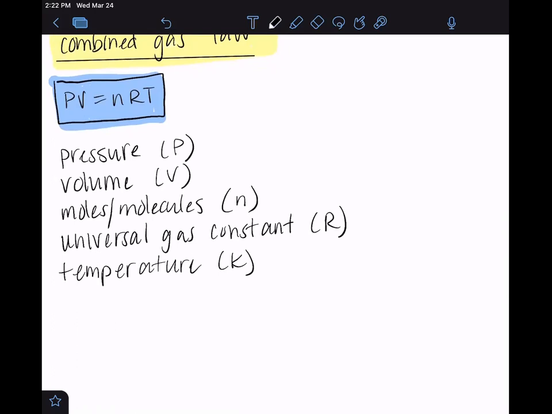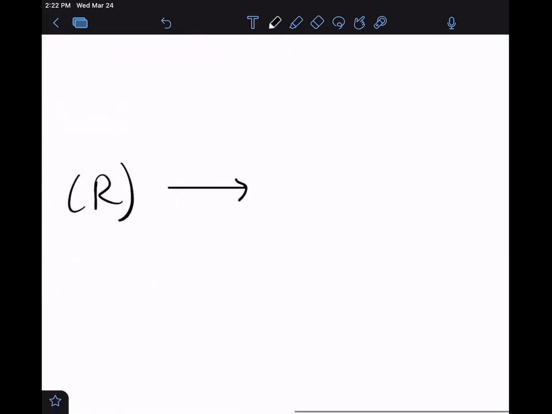Always, always, always, temperature needs to be in Kelvin. It will be presented to you in a problem that has Celsius and you need to convert it. Remember, it's just adding 273. As far as the universal gas constant goes, you will be provided this on our exams. However, you should know that it's 8.314, okay?